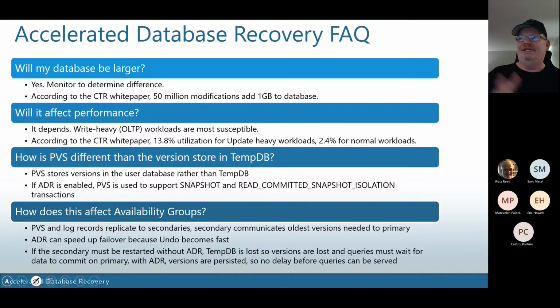How is PVS different than the version store? Basically the same. It just offloads anything you're doing in the TempDB to ADR. How does it affect availability groups? PVS and log records still replicate to the secondaries, and secondaries communicate the oldest versions needed to the primary so it can do the undo. But it will also speed up the undo phase on your secondaries if it needs to undo. Plus your transaction logs are going to be much, much smaller now.